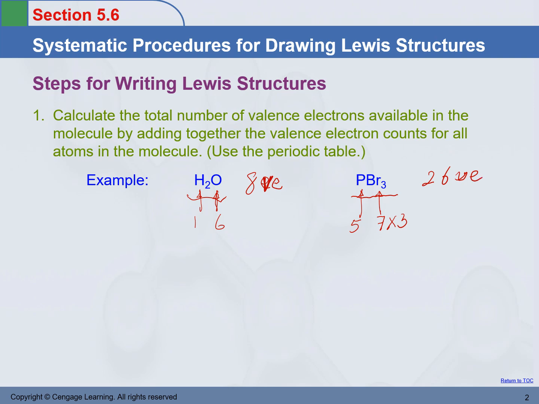All right, in the case of water, we need to use 8 valence electrons to make sure both hydrogen atoms and the oxygen atom are satisfied. In the second molecule, we will need to use 26 valence electrons to make sure 1 phosphorus and 3 bromine atoms are satisfied. That's our goal. Let's see what else. What's next?